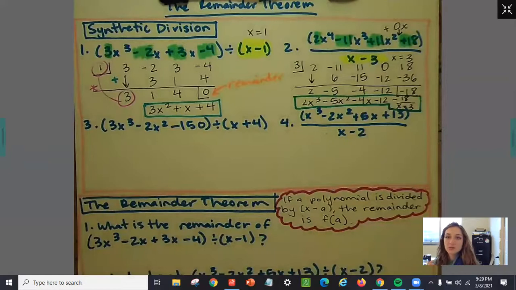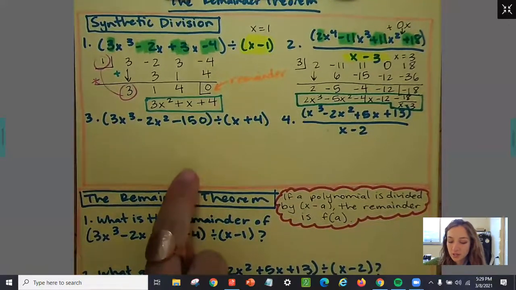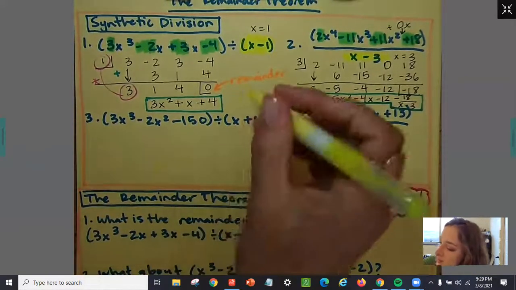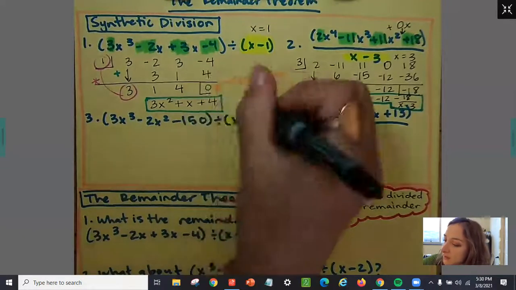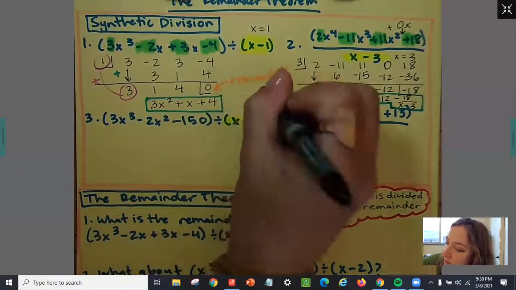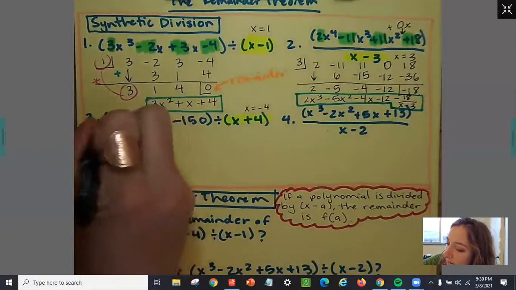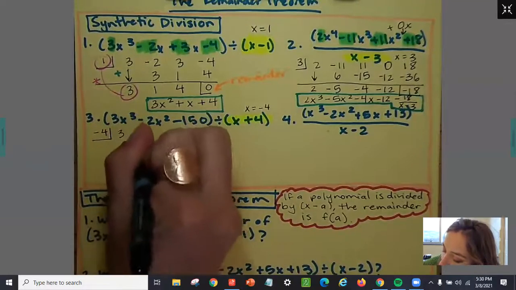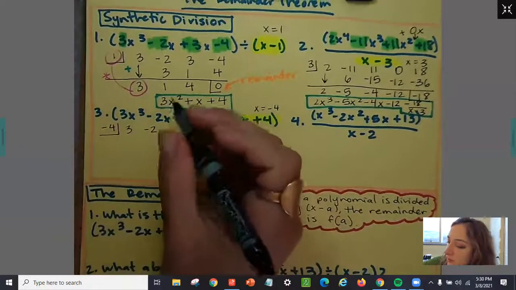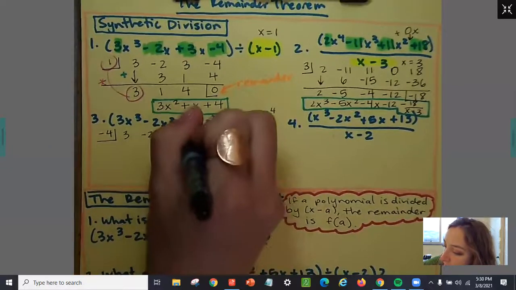Okay, so let's try out another one. Let's try this one down here. Okay, and the first thing we want to ask is what's going to go in our house. So we want whatever makes this factor 0. And what's going to make this factor 0 is x equals negative 4. So negative 4 is going to go in my house. Then I'm going to write my coefficients. It's going to be 3, negative 2. There is no x term, so I have to write a 0. And then negative 150.